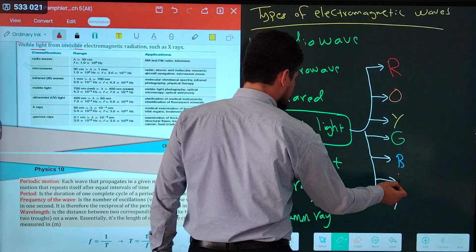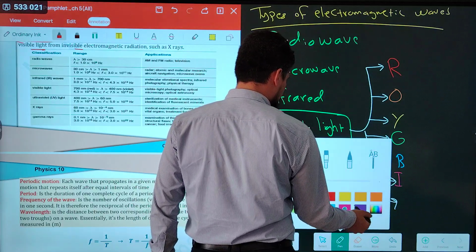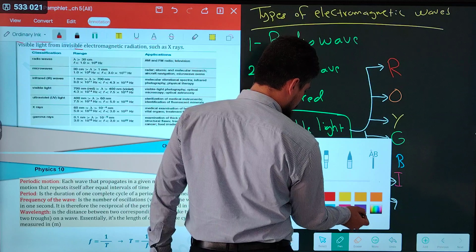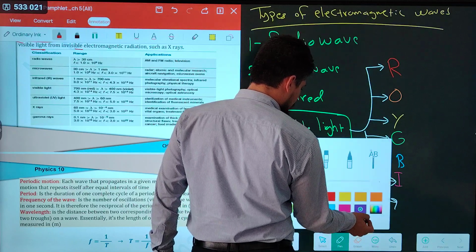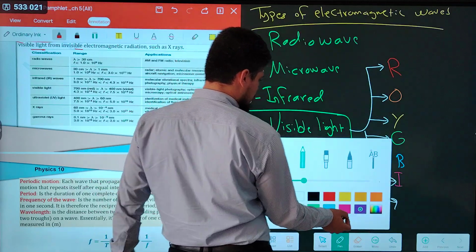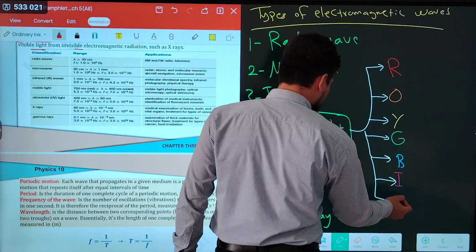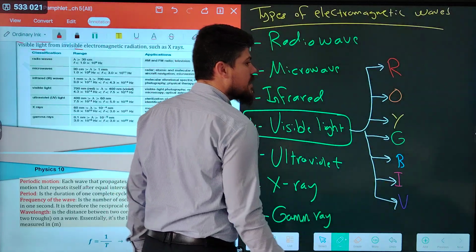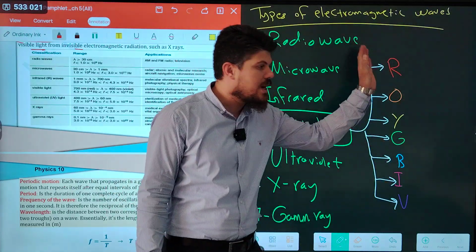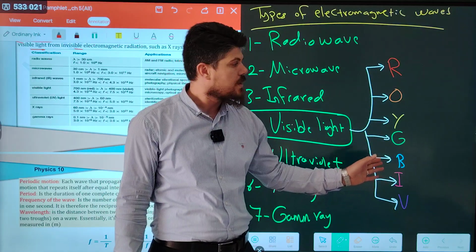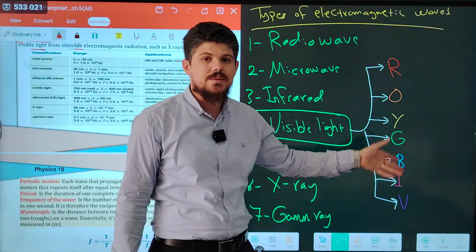I assume that this is indigo, but actually this is not indigo. I can't find indigo color here. So I'm very bad with the colors. I can't recognize all the colors. So the last one is violet. ROY-G-B, guys. So you have to write down in order also. Okay, you cannot write randomly.